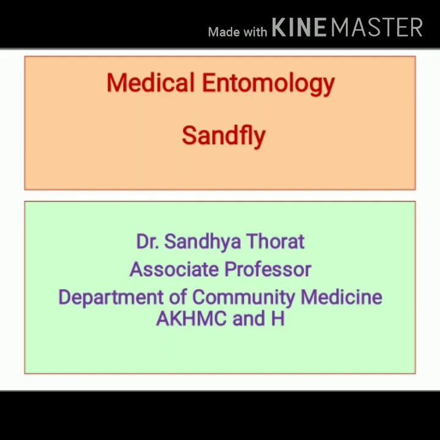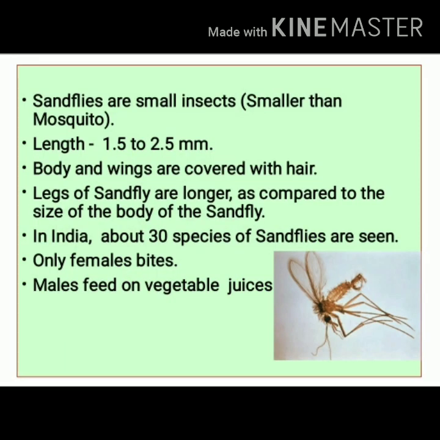Let's try to understand about the vector sandfly. Sandflies are light brown or dark brown in color. Sandflies are small insects. They are smaller than mosquitoes. Length of sandfly is about 1.5 millimeter to 2.5 millimeter. Characteristic feature of sandflies is their body as well as wings are covered with hairs.